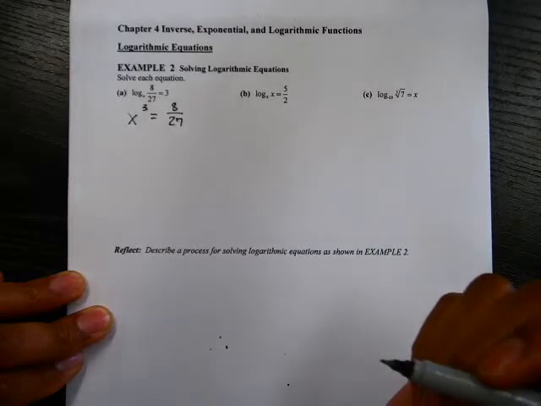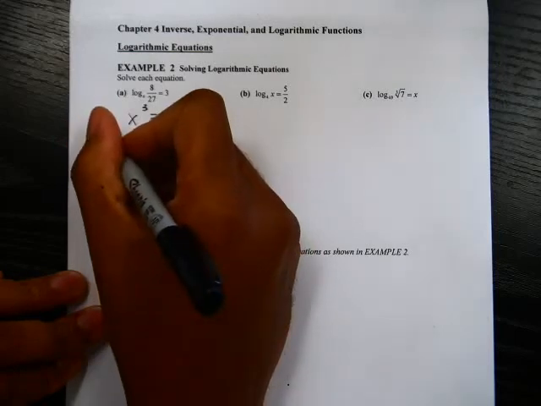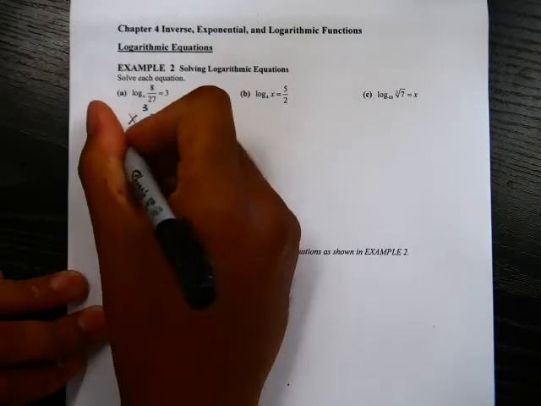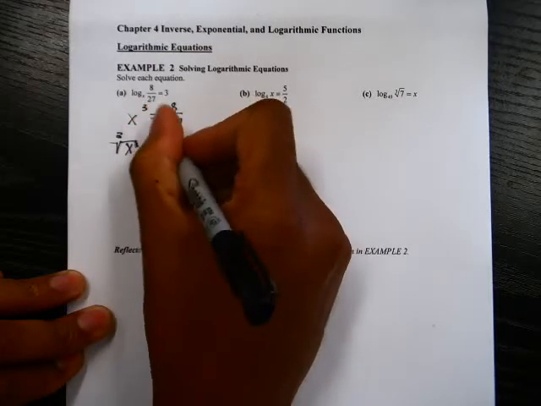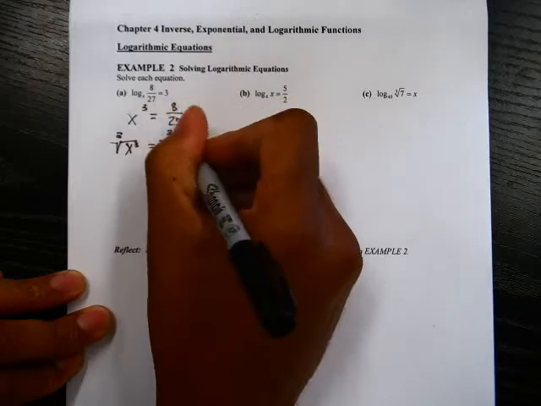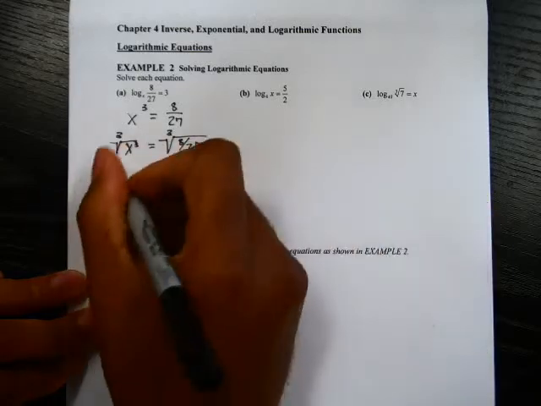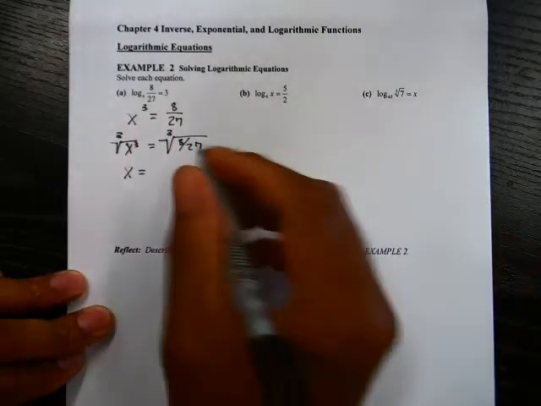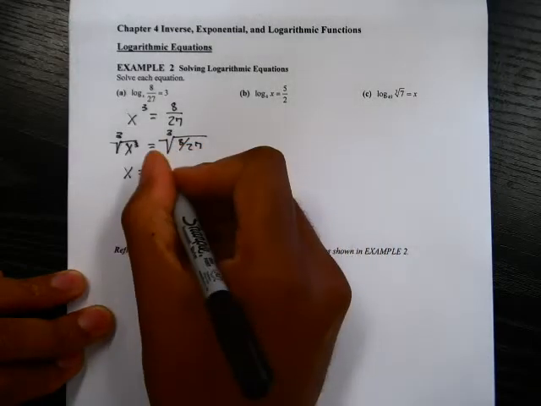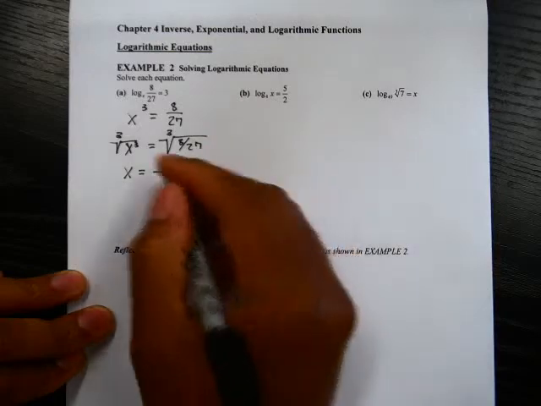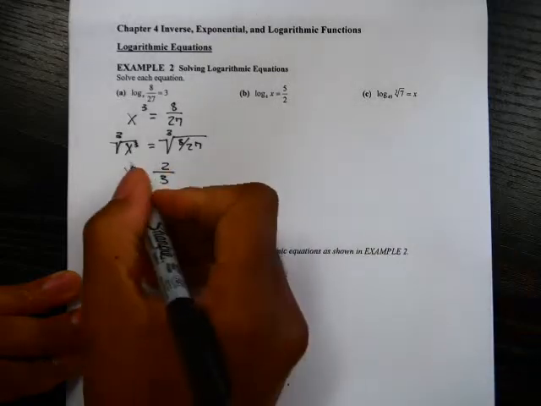Now it's a little bit easier for me to solve. If I have x to the third power equals 8 over 27, I would take the cube root of both sides. So I would say the cube root of x to the third power equals the cube root of 8 over 27. Now the cube root of x to the third power is just x. And then the cube root of 8 over 27, you can break that up. You say the cube root of 8 is 2 over the cube root of 27, which is 3. So x will be equal to 2/3.